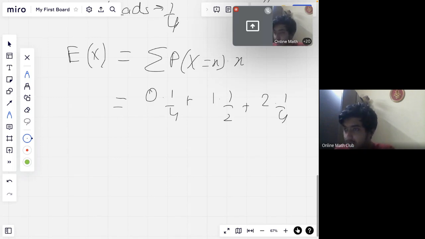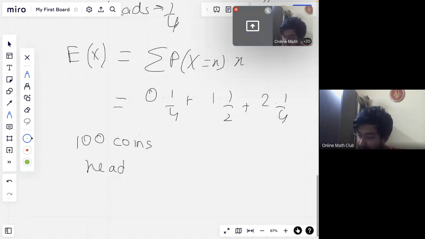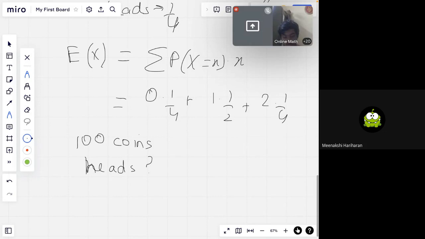So, for example, here's a question. If we have, say, 100 coins, and we flip them, what is the expected number of heads? 50. Why is that true? Half of them are heads and half of them are tails. The probability of one coin turning up heads is half, so with 100 coins, it will be roughly 50, the expected outcome.